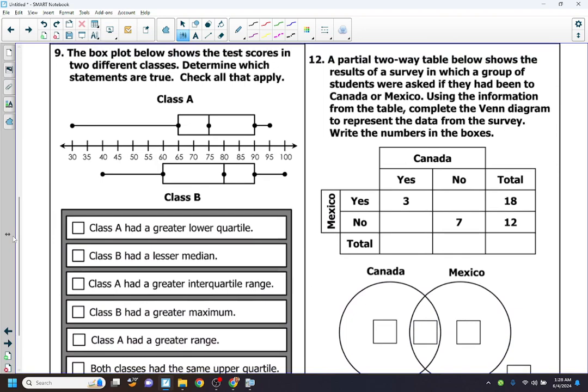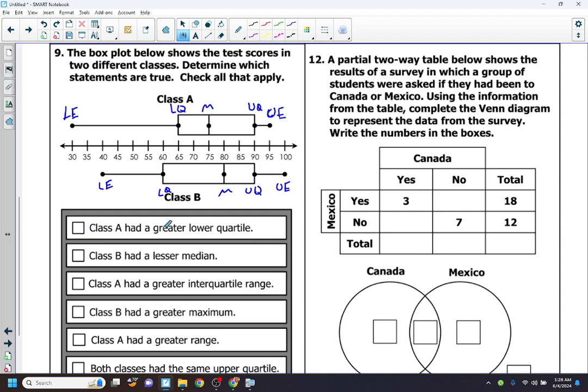These are 2 box plots. I guess mark which is true. Okay. Class A has a greater lower quartile. Remember, this is lower extreme, lower quartile, the median, the upper quartile, and the upper extreme. It might be, say, max or min also. Same thing here, lower extreme, lower quartile, median, upper quartile, upper extreme.